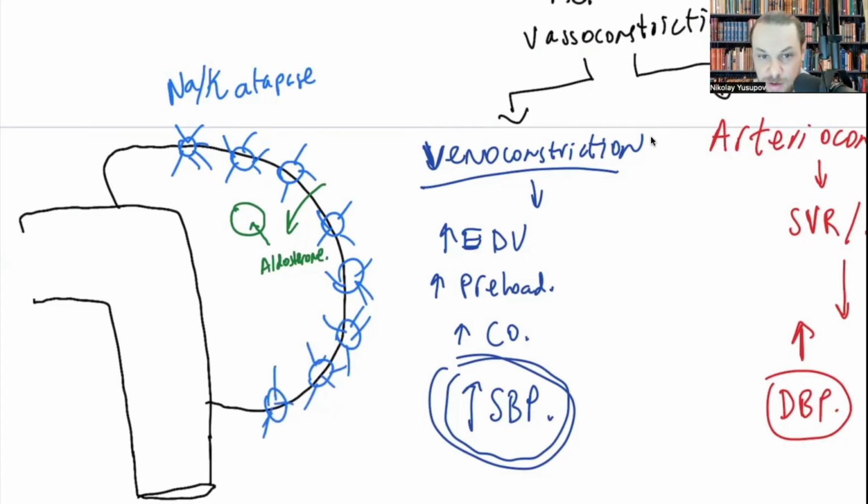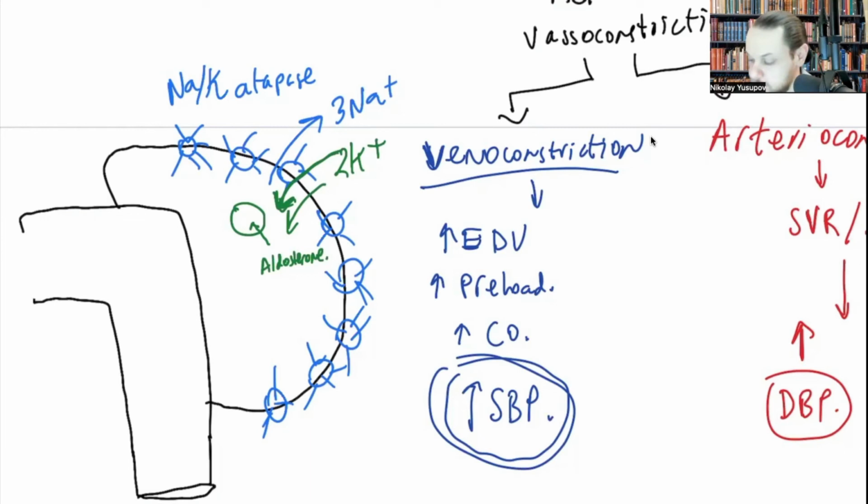Right? And remember, we said the role of this was to do what? It's going to kick out 3 sodium for every, right, and bring in 2 potassium. So it's going to bring in 2 potassium here and kick out 3 sodium. What else will aldosterone do?